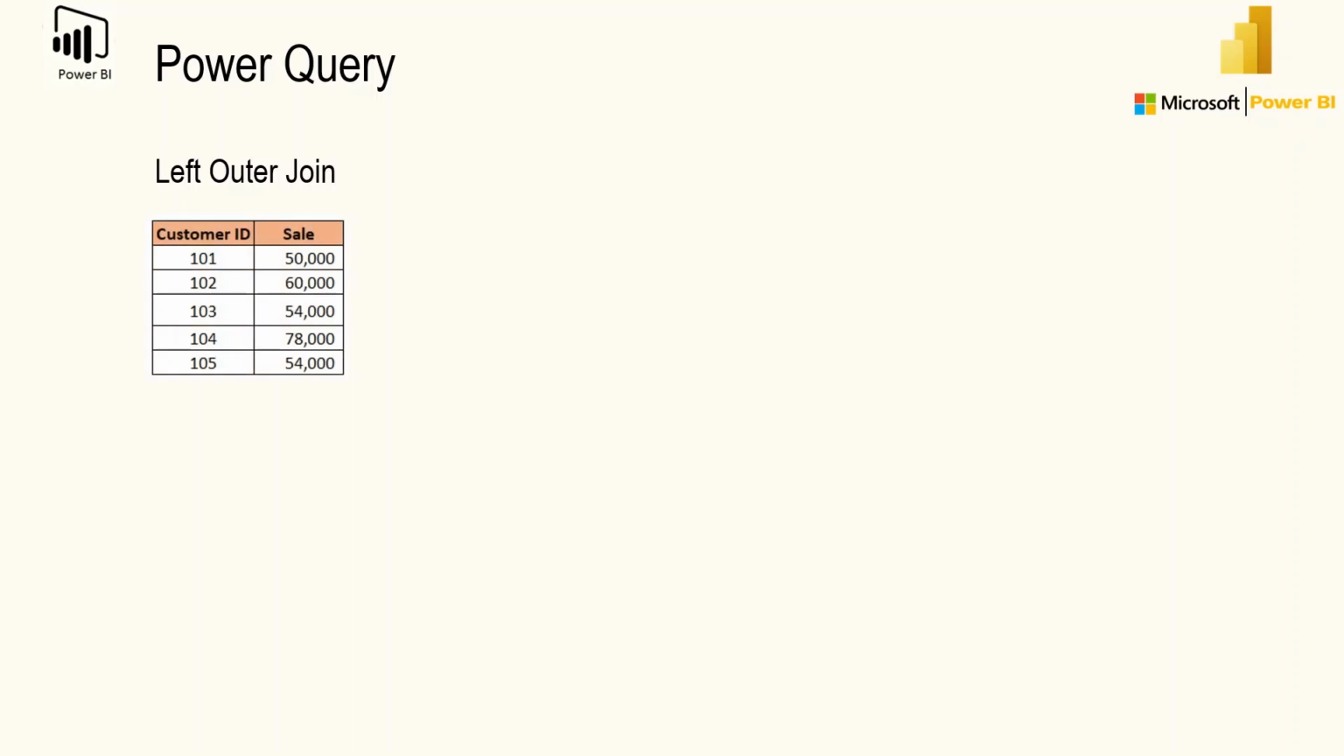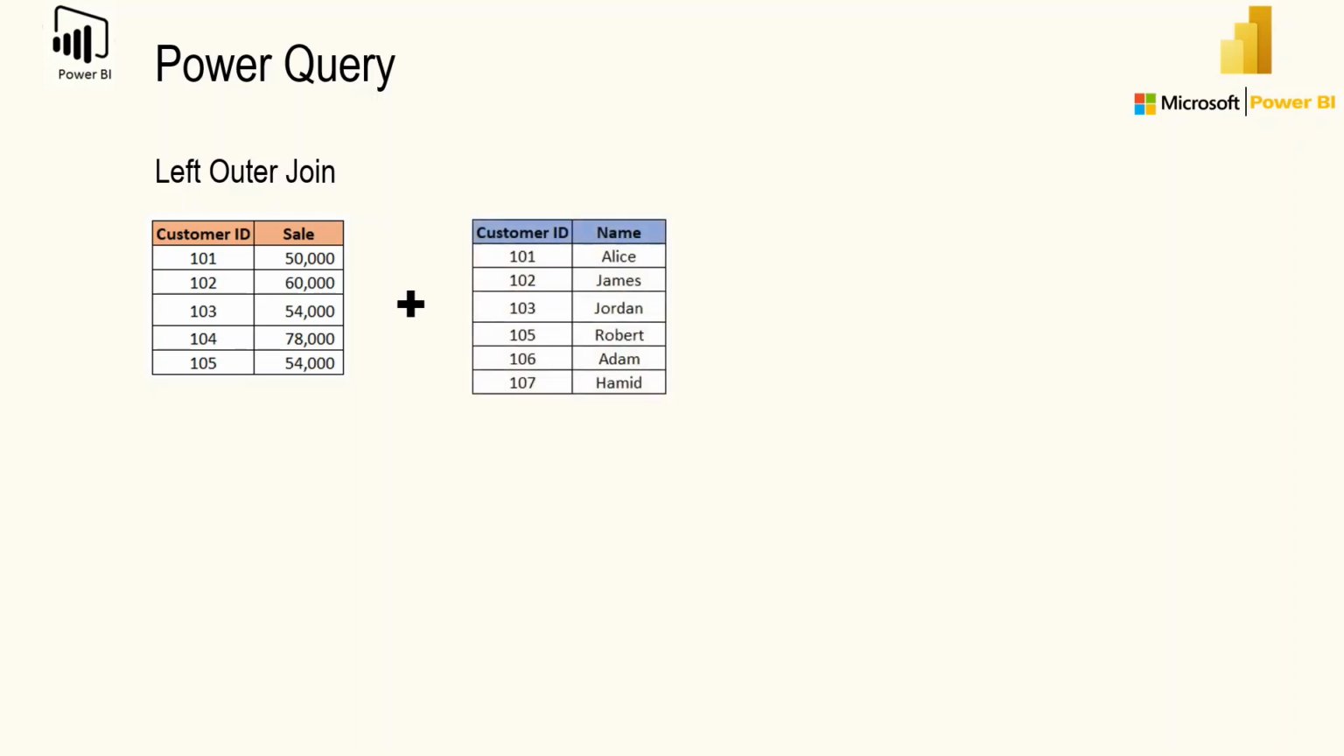To better understand the functionality of merge, first we have to understand how the join works in Power BI. So the first join is a left outer join. So suppose you have two tables. In the first table you have customer ID and sale, and you want to merge it with another table which has customer ID and name, and you want a resultant table which will show me the customer ID, the customer name, and the sale. So what does left outer join do?